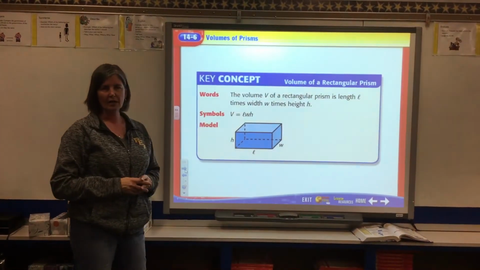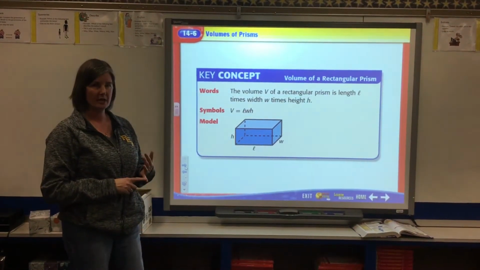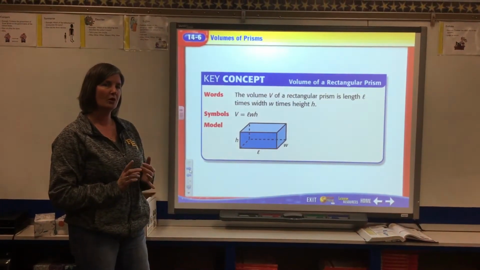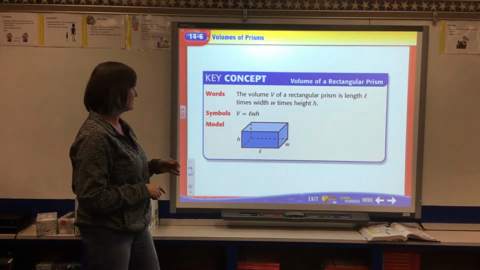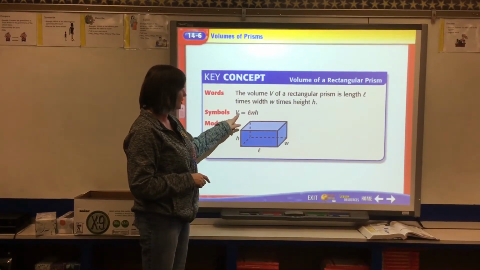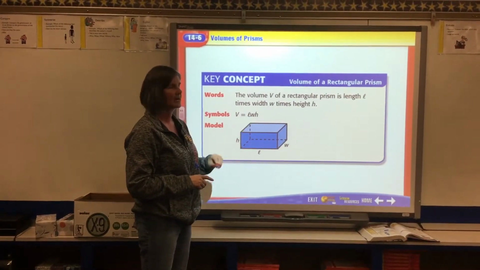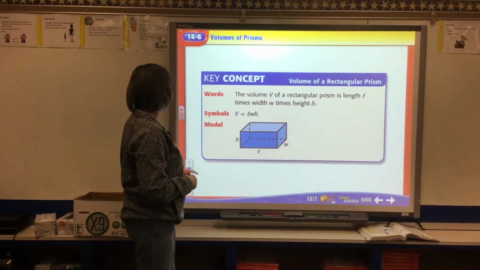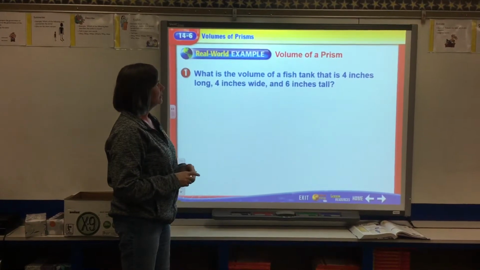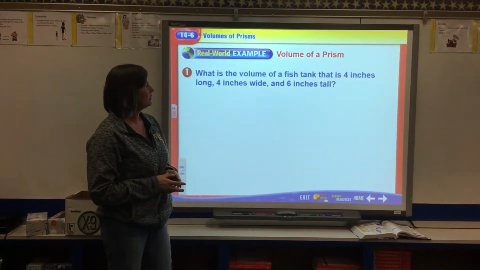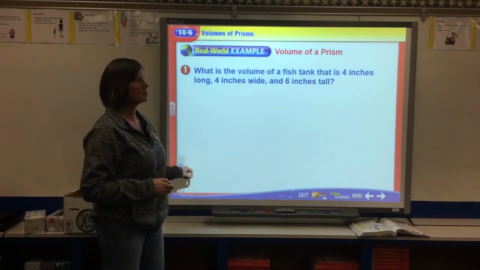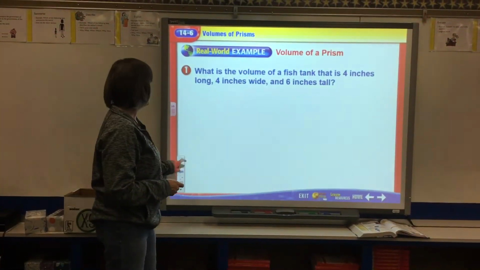When we were talking about area, we talked about the formula of area. We talked about area either being length times width, or area being base times height. Today we're adding in that third dimension, and our formula is volume equals length times width times height. Today we're going to figure out how to find the volume of a fish tank if it's 4 inches long by 4 inches wide and 6 inches tall.